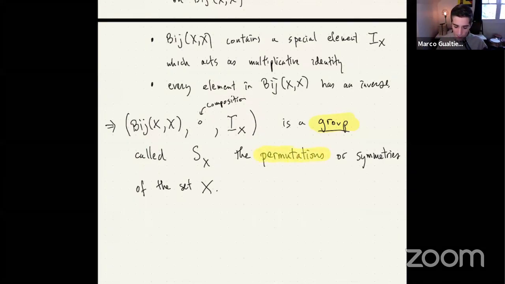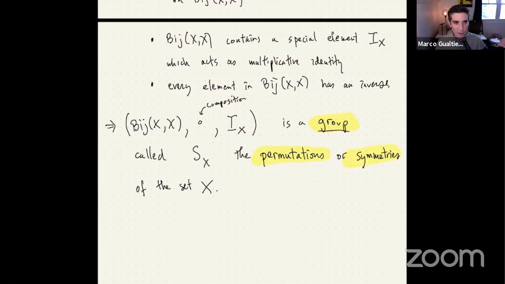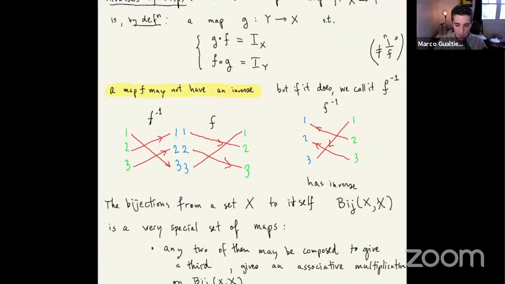And in this case, you can see that these are called symmetries or permutations, because what these things are doing is they're taking the elements in X and they're just moving them around. They're rearranging them in some way, right? Like you can see here, 1 is sent to 3, 2 is sent to 1, 3 is sent to 2. So that's a permutation of the three elements, 1, 2, and 3.